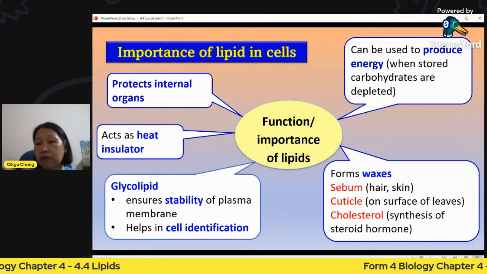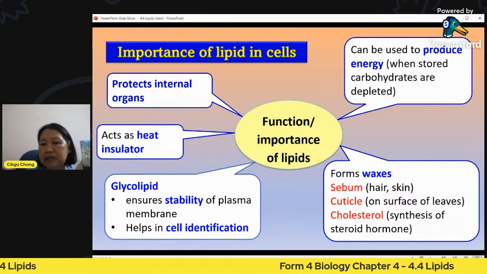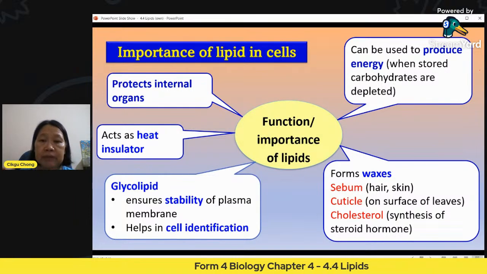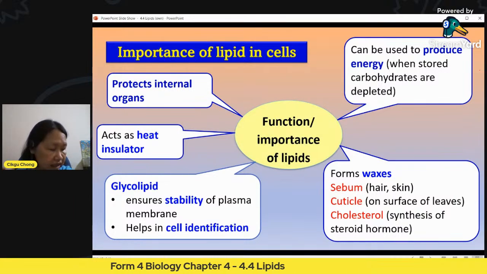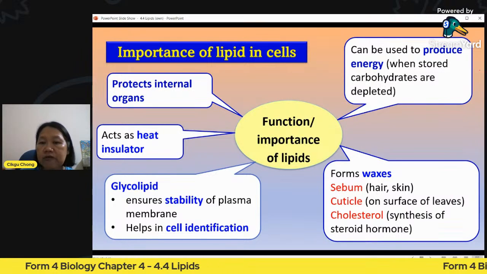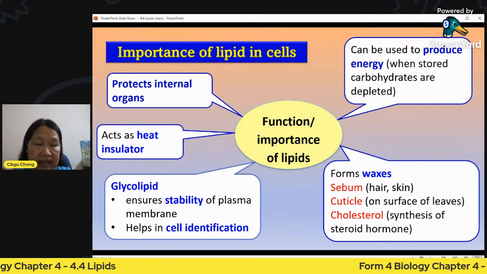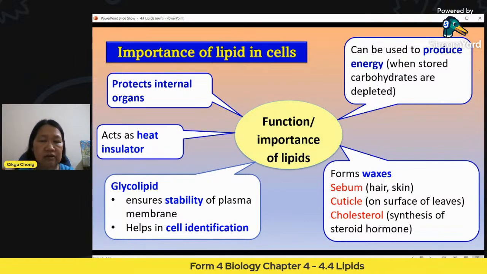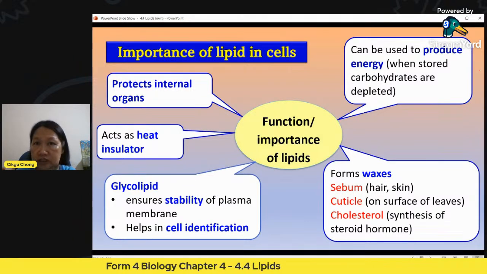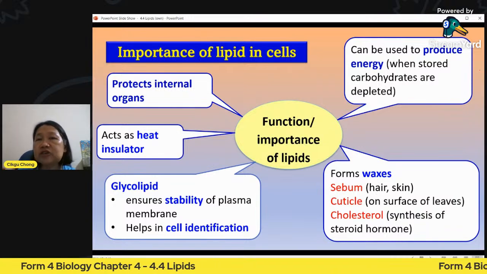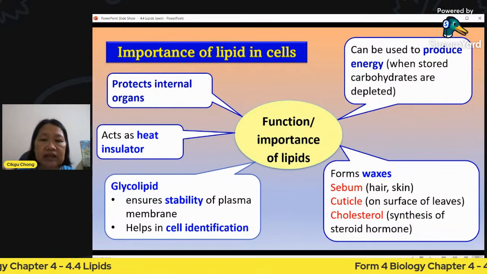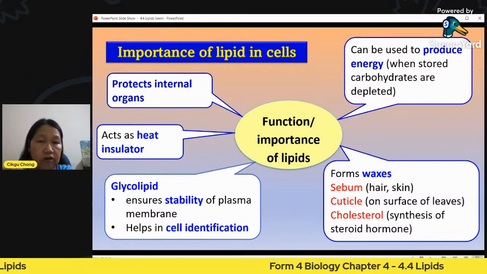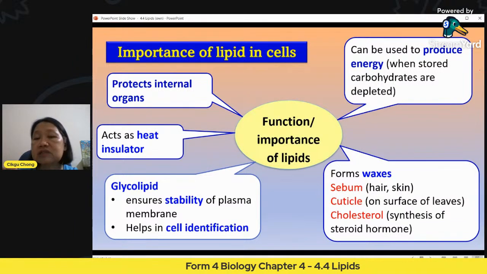Lipids form waxes. So what are the parts of the body that will have these lipids? Sebum. Sebum is oil. Your skin produces a kind of oil from the glands called sebaceous glands, which are inside the skin. So it has protection. It forms a protective layer. It moisturizes your skin, so you do not dry up easily. That kind of oil is important. That oil is called sebum.